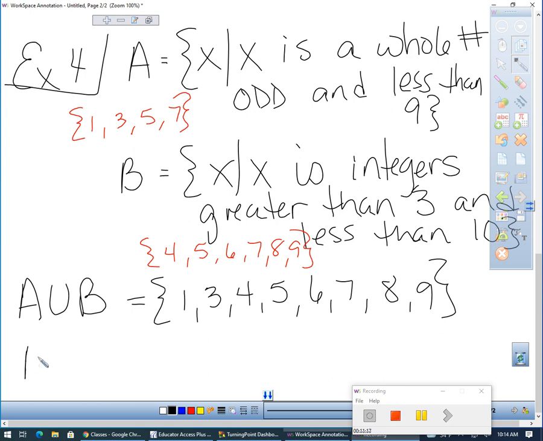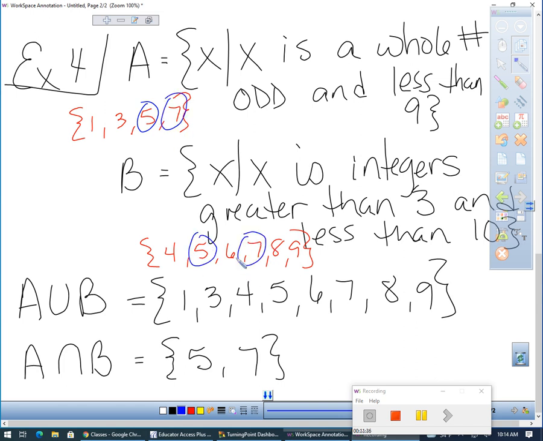Okay. What about if I did A intersected with B? 5 and 7. Very good. 5 and 7. If you'll notice, we have 5 in both, and we have 7 in both.